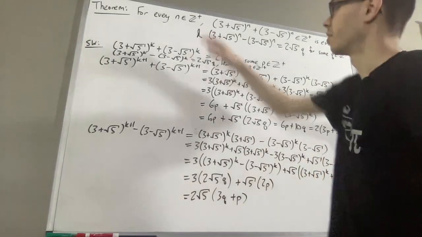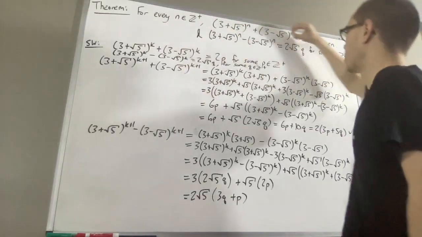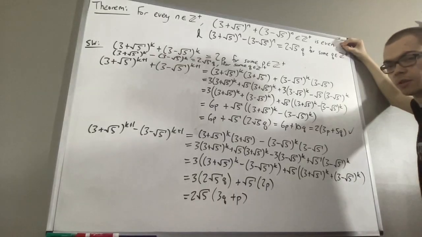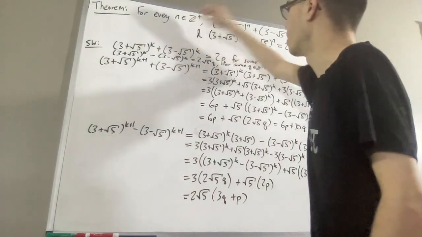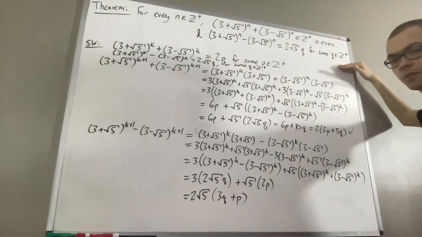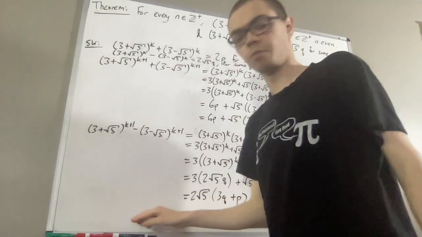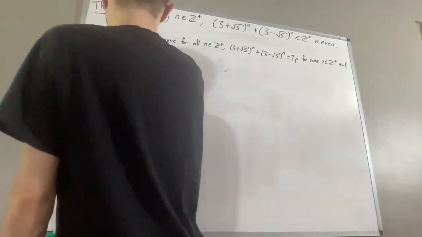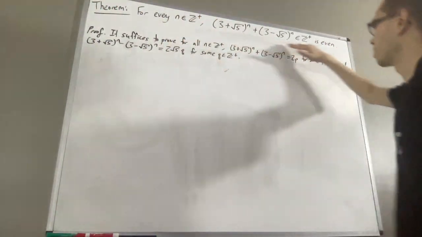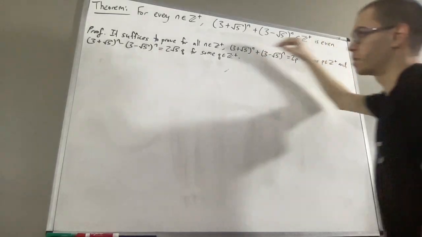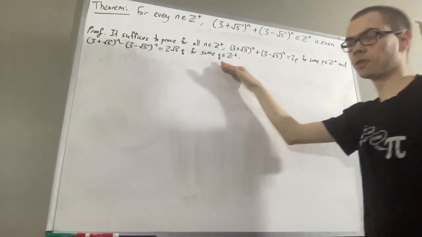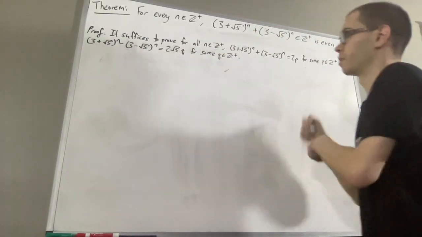So the idea is to prove the original statement we're trying to prove, which is for every positive integer n, this is true. It suffices to prove for every positive integer n, this is true and this is true. So that's the idea. So let's get into the proof. To prove the original statement, it suffices to prove for every positive integer n, this and this are true. So we're going to prove this by induction.